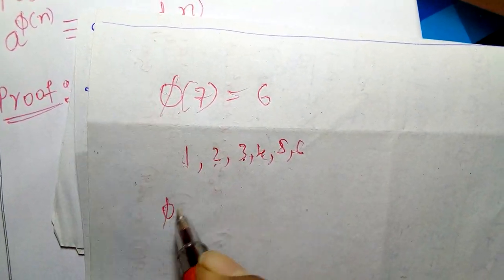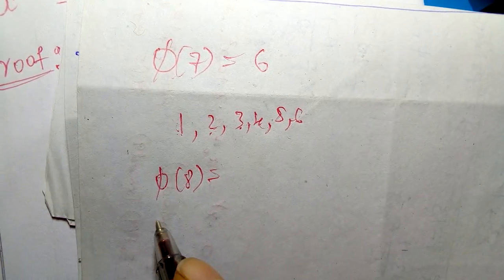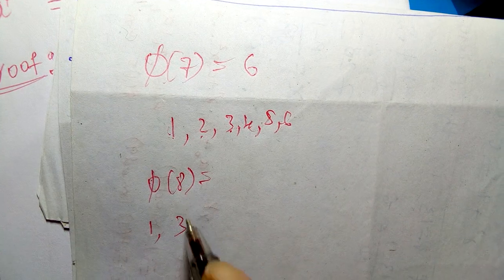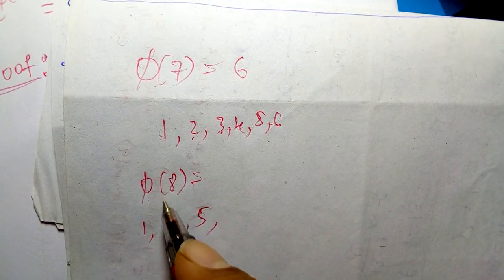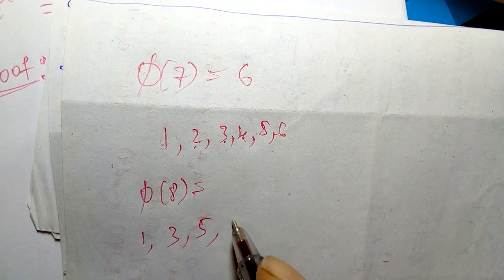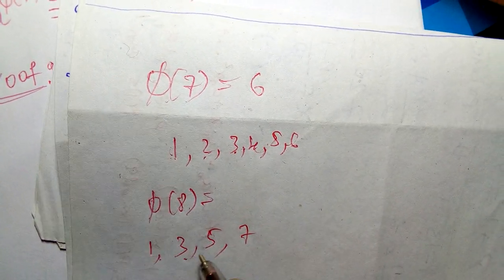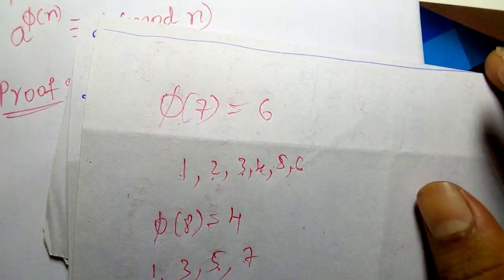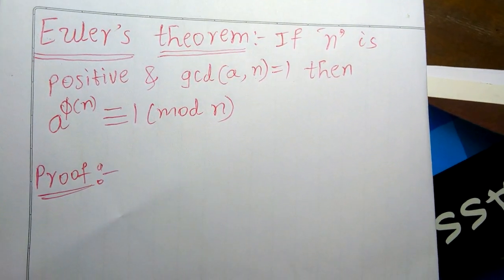If we take phi of 8, which numbers are relatively prime to 8? 1. 2 is not relatively prime to 8. 3 is relatively prime to 8. 5 is, and 6 is not relatively prime to 8. 7 is relatively prime to 8. So phi of 8 is 4. This is what we call Euler's function. Now we have to prove Euler's theorem.